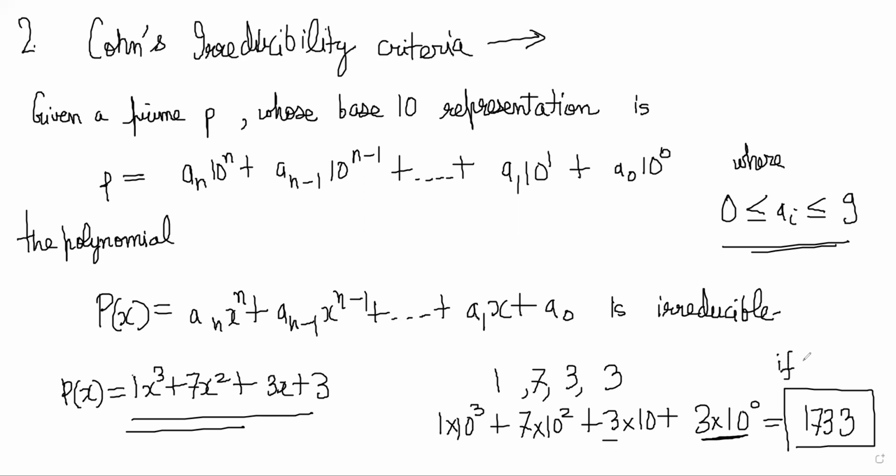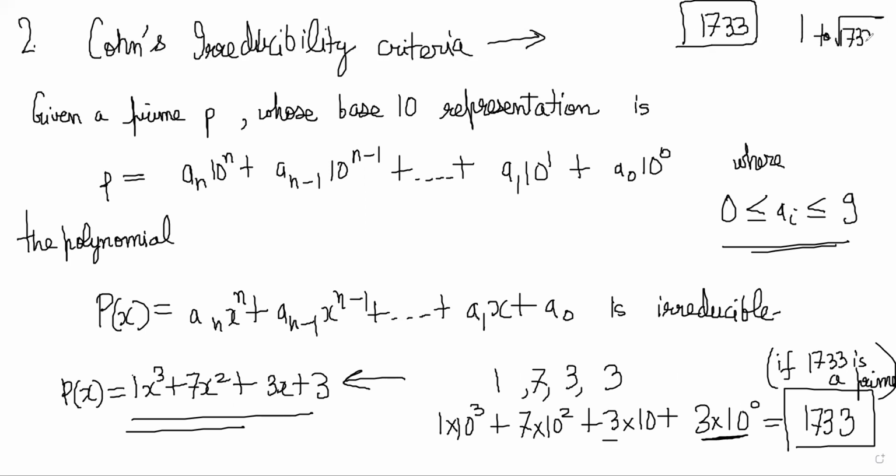Now, if 1733 is a prime, then this polynomial is irreducible. That is Cohn's criterion. Now check whether 1733 is a prime or not. It is indeed a prime number. You can check that yourself: check all the prime numbers up to the root of 1733. It will not be divisible by any of them. Therefore, it is a prime, and therefore p(x) is irreducible by Cohn's criterion. So we have two criteria right now, Eisenstein and Cohn.